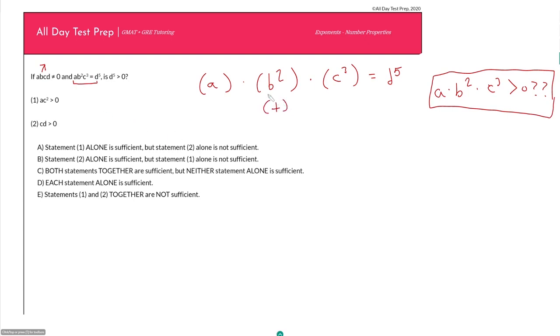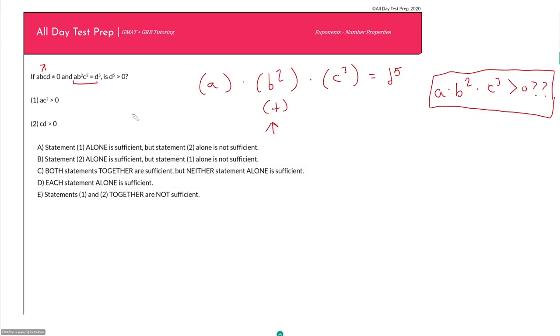Therefore, b squared must be positive, because anytime you square something, your only choices are you either have something that's positive or something that is equal to 0. So if I'm looking for the sign of a times b squared times c cubed, then the only things that are really determining that sign are a and c cubed, because b squared is set. That is positive.